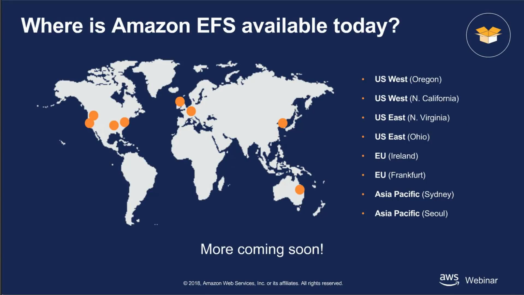And speaking of EFS regions, you can use EFS in the following regions. We have Oregon, West in California, Virginia, Ohio, and just announced actually yesterday, and it's up on the screen, is Asia Pacific Seoul. So it's important to know that we're going to continue to evolve and add more regions over time.